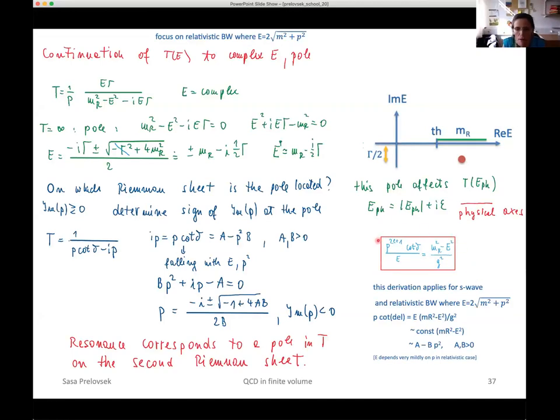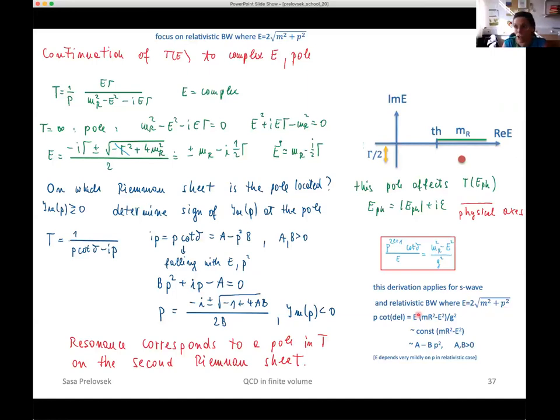And if you remember, we said that this is how this product looks for a relativistic Breit-Wigner resonance. And from this we derived that the resonance happens at this momentum P, so it has negative imaginary momentum, so it's on sheet 2. I just want to say that the derivation was correct, because we are dealing with the relativistic Breit-Wigner where energy is related to the momentum like this. I don't want to go into this detail again, but if you're wondering, go back and you'll see. So for S wave, we correctly derived that the resonance is on Riemann sheet 2.